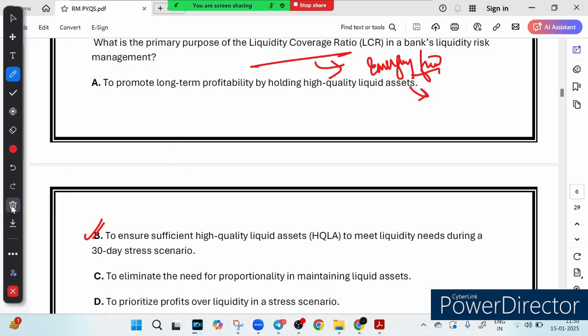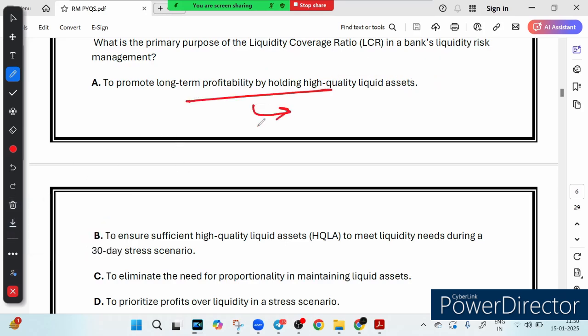Option A says to promote long-term profitability by holding high quality liquid assets. This is incorrect. Why? LCR is not about long-term profitability but about short-term resilience. So here the keyword is resilience. Holding liquid assets may not generate profit, but ensures that the bank has enough resources to survive tough times. Option B, we know it very well, is correct.